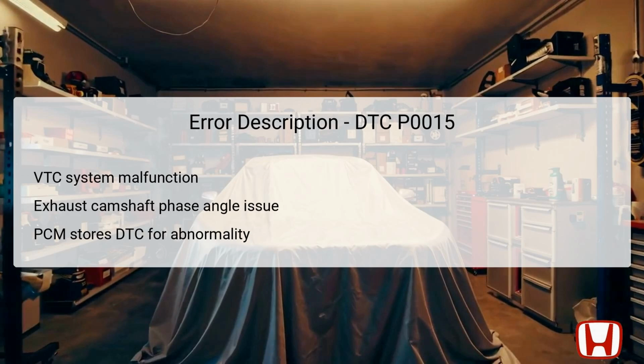The PCM utilizes data from various sensors to detect this timing discrepancy. If the phase angle exceeds acceptable limits, it categorizes this condition as an abnormality that needs urgent attention, leading to the code being stored in the system. The physical location of these components is typically within the engine's timing cover or cylinder head, making access somewhat challenging during diagnosis. Understanding the layout and function of these components is essential for anyone tackling this particular DTC.